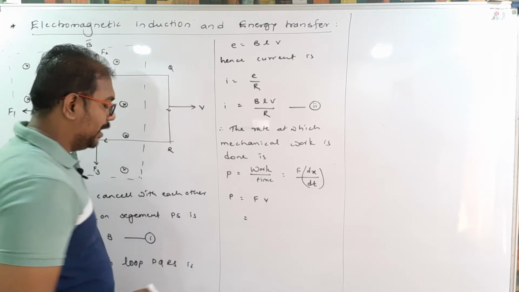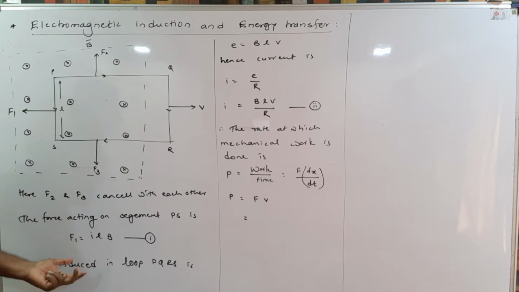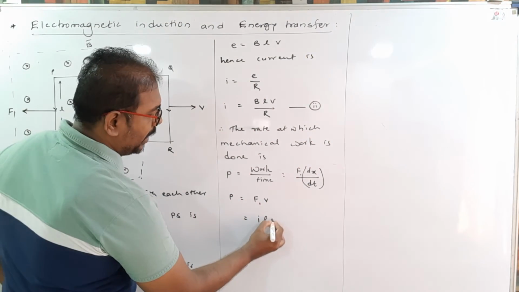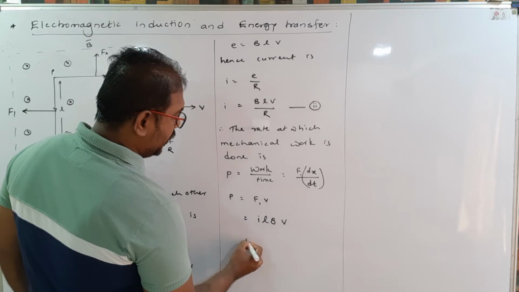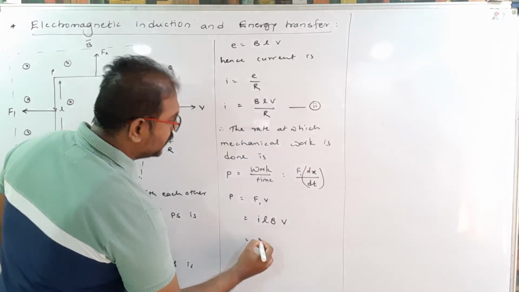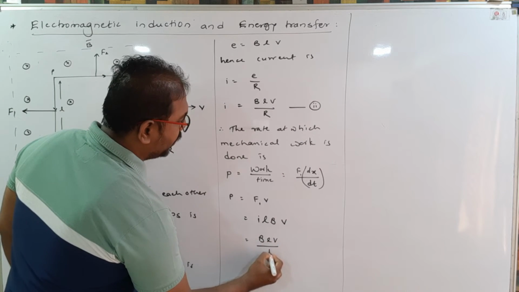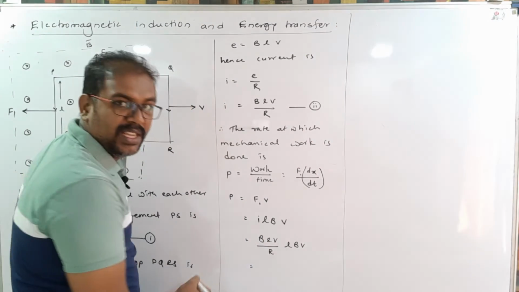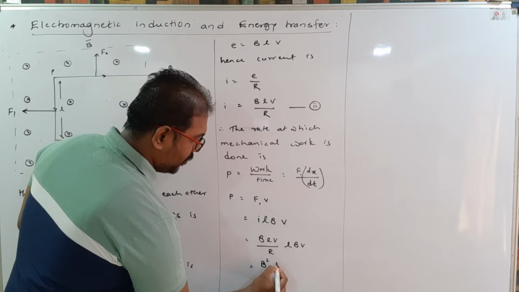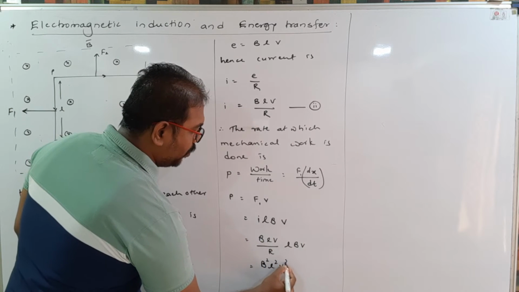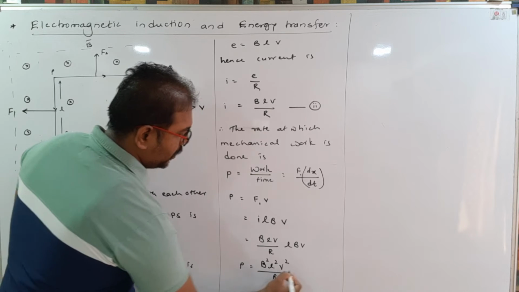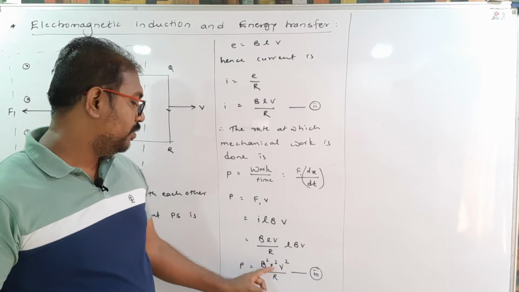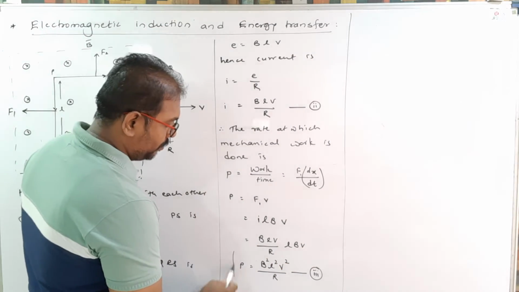Now the formula of F is given by equation number 1, so I write F1 here: ILB, with the velocity V as it is. In that I can substitute equation 2: I is BLV divided by R, and into this LBV. So B into B gives B square, L into L gives L square, V into V gives V square, divided by R. So this is equation number 3. I hope this equation is visible here: B square, L square, V square divided by R. This is the mechanical power.